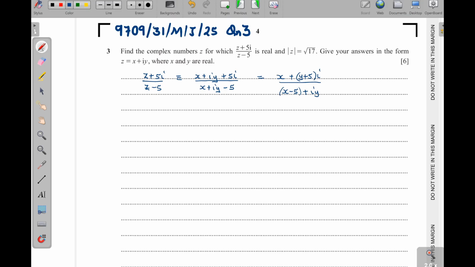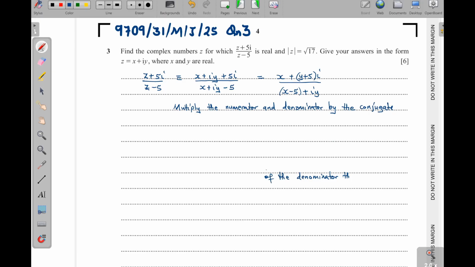And then I'm going to rationalize the denominator. So we multiply the numerator and denominator by the conjugate of the denominator.